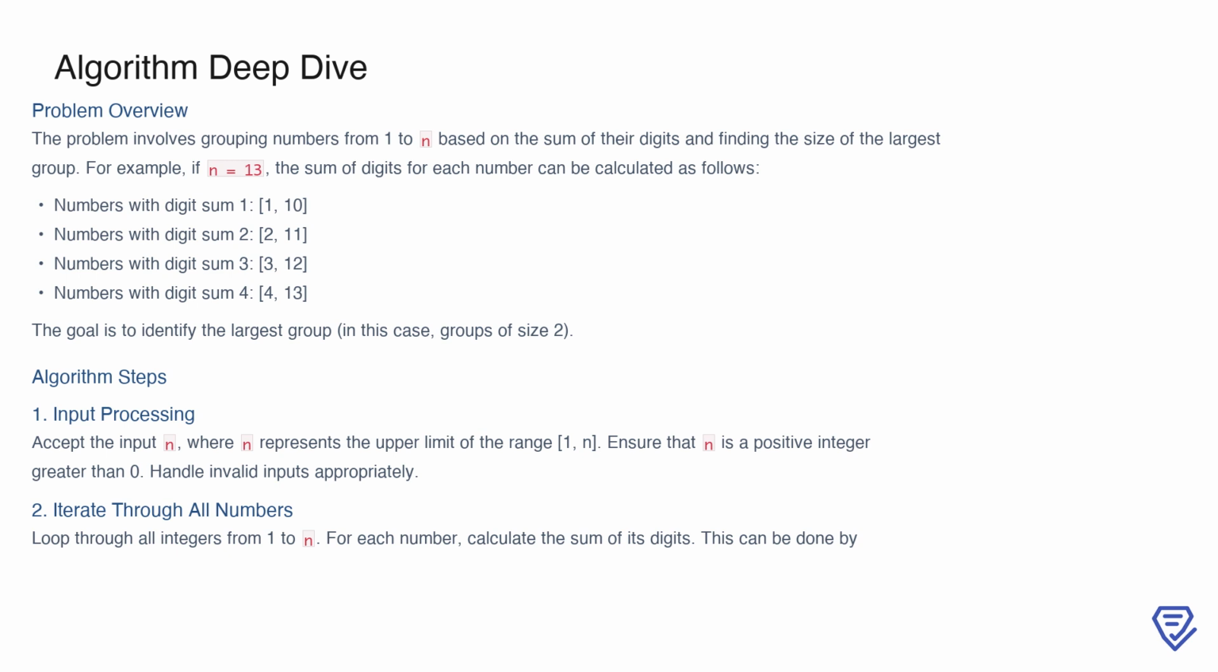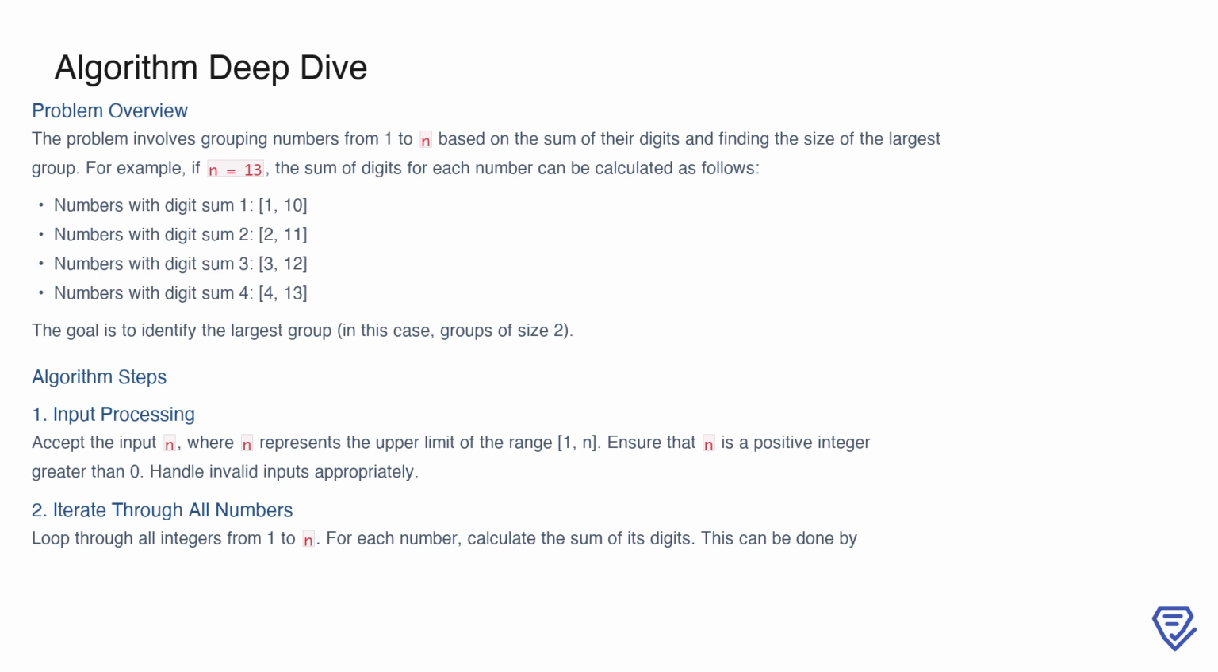In this problem, we are tasked with grouping numbers between 1 and a given number n based on the sum of their digits, and then determining the size of the largest group. For instance, when n equals 13, we calculate the digit sum for each number. Numbers like 1 and 10 both have a digit sum of 1, while numbers like 2 and 11 both have a digit sum of 2, and so on.